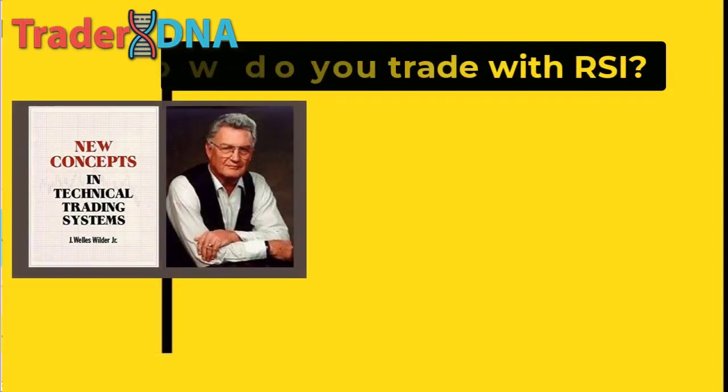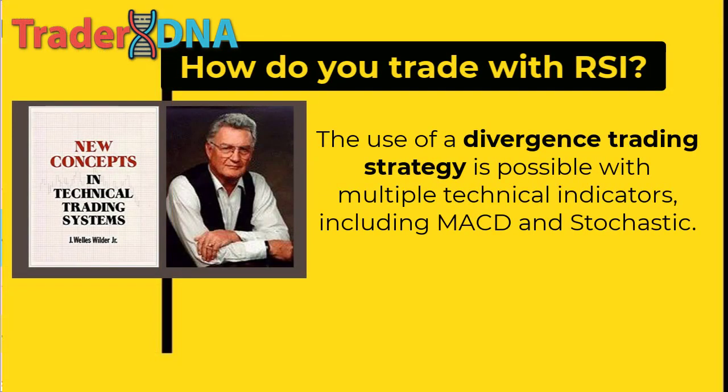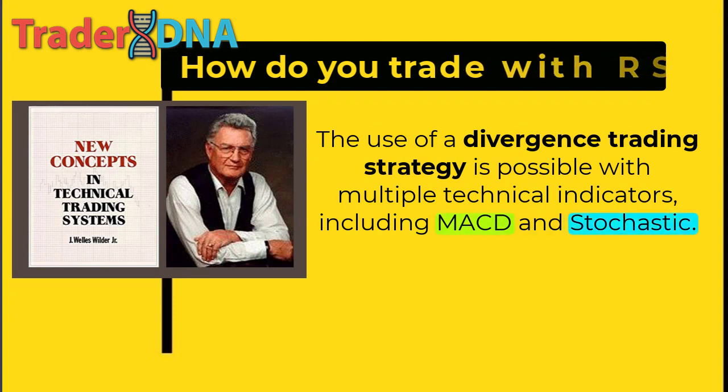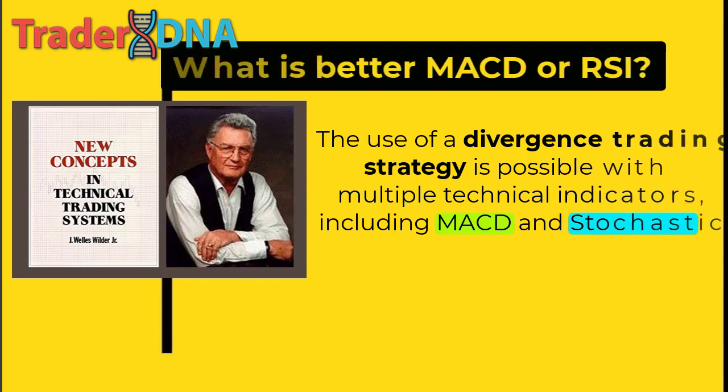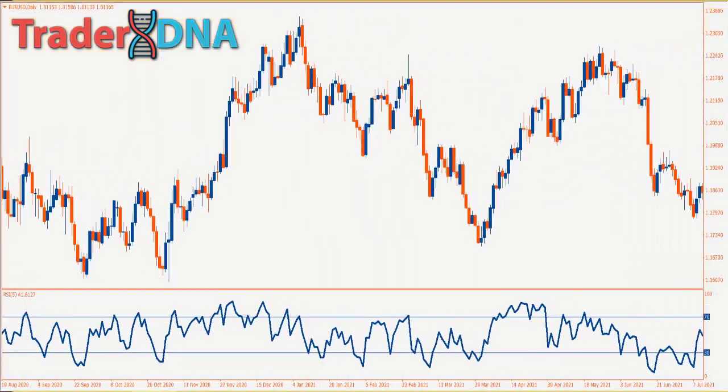How do you trade with RSI? The use of a divergence trading strategy is possible with multiple technical indicators, including MACD and stochastic. What is better, MACD or RSI? Really, neither one is better, but divergence only works on an underlying price chart.